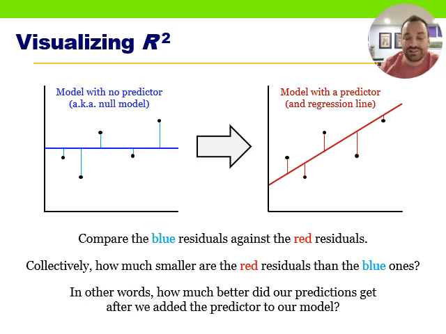So that's basically what R squared is doing. It's tweaking our regression line, making sure that our predictions are as good as they possibly can be. And again, the way we make them better is by collecting more useful information about the people who we're trying to make a prediction about.